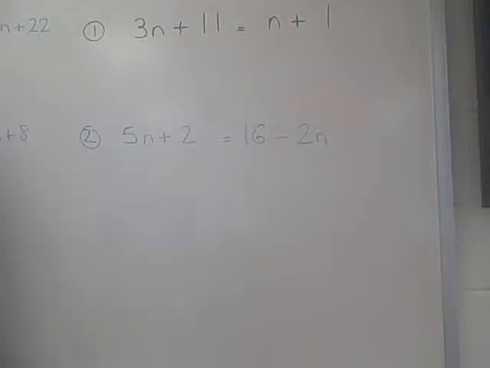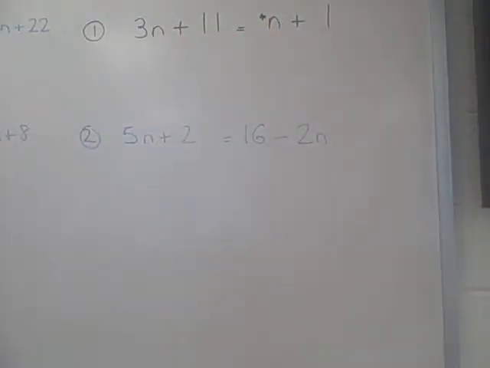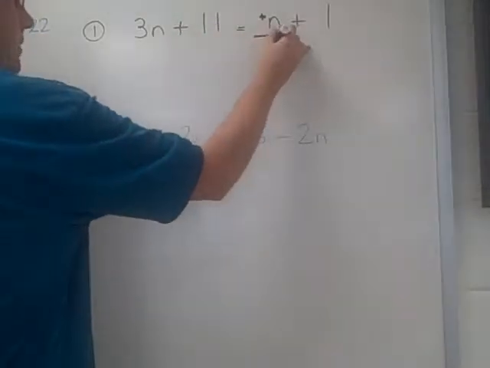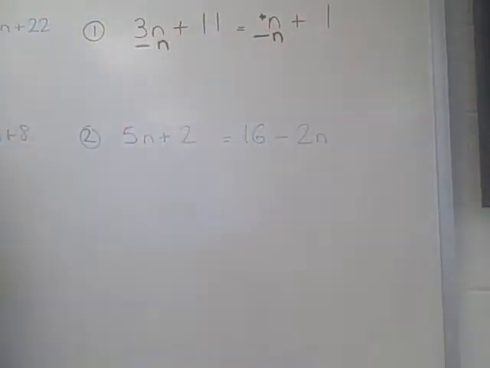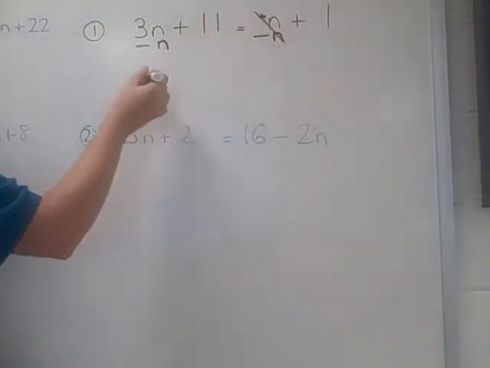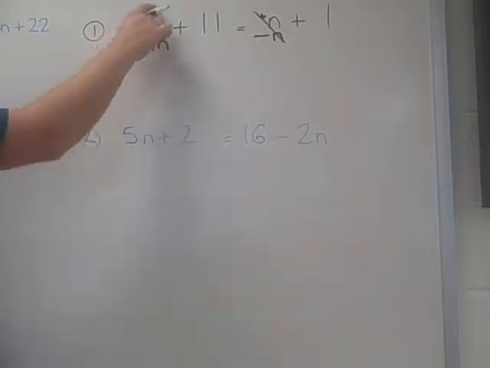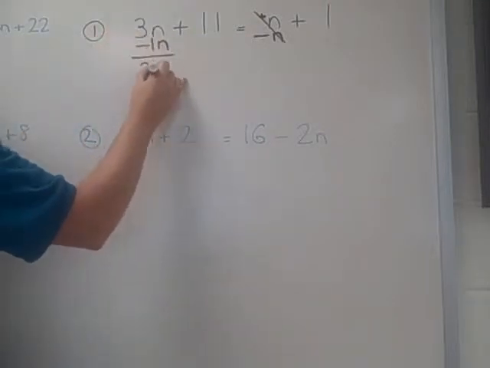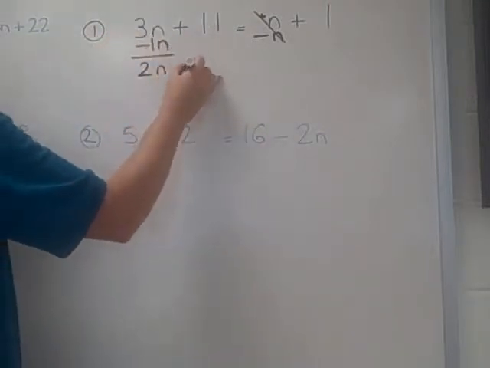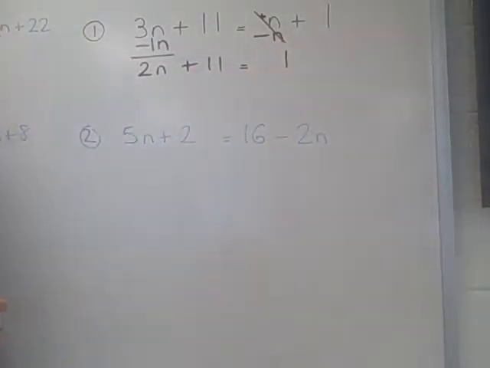So remember I've got to do opposites for all this stuff. If I'm moving variables across, this is a positive n here, so I need to subtract n from both sides. So I'm doing the inverse here. Now when we do n take away n, this cancels out. Remember n also is the same as 1n, so 3n take away 1n is 2n. I've still got this add 11 here, and this equals positive 1, so we can just put 1 at this stage.